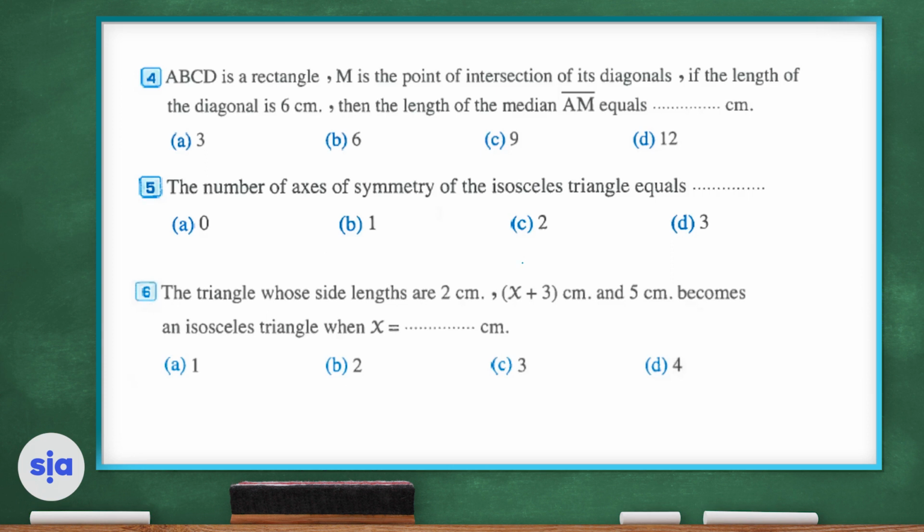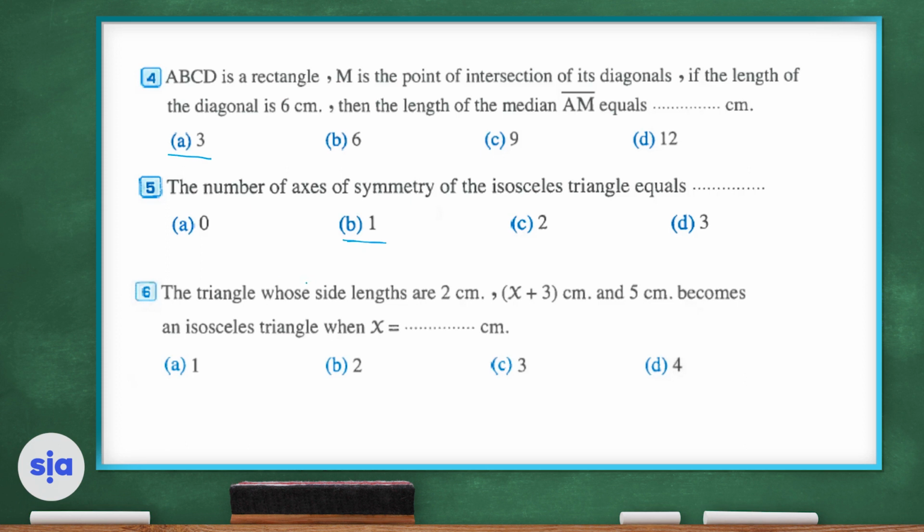Question 4. ABCD is a rectangle. M is the point of intersection of its diagonals. If the length of the diagonal is 6, then the length of the median AM is equal to half the diagonal, half the 6, which is 3 centimeters long. Question 5. The number of axes of symmetry of the isosceles triangle is 1.